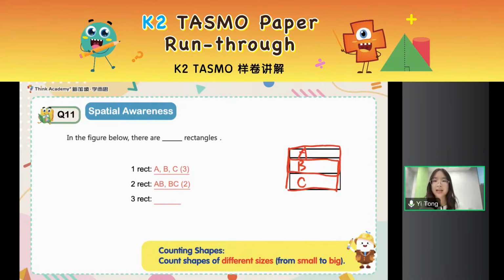Now look at the ABC. Can we put them all together? ABC. Yes, we can. That is a big, big one. All right, that's the last one. So adding all of them together, how many rectangles do we get? Yes, very fast. The answer is 6. Another quick reminder for our questions from 11 onwards. We have the short answer questions, so you remember to write down our answers in the blanks.